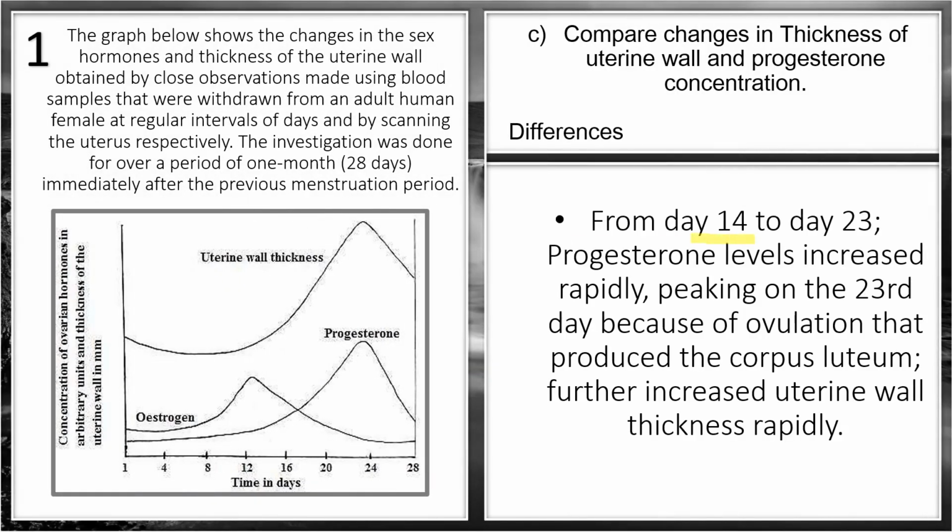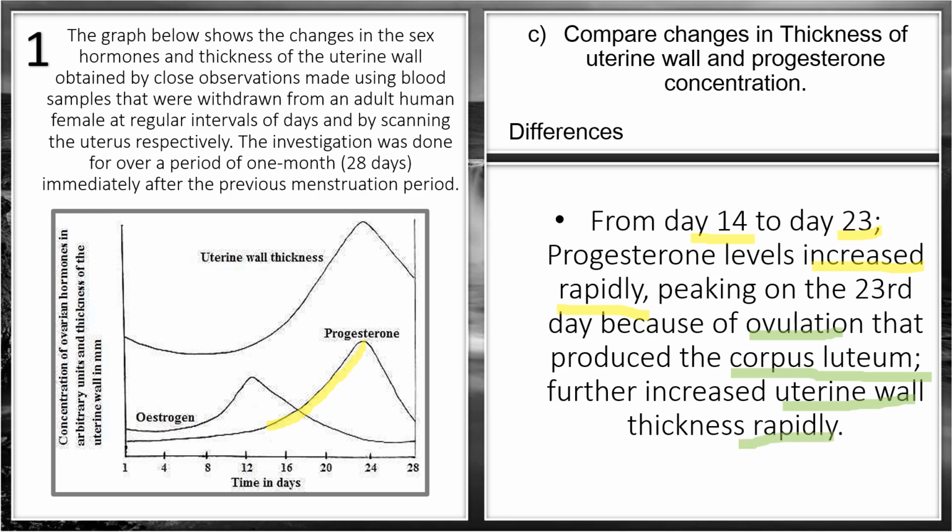Then from day 14 to day 23, we can see that the progesterone level increased rapidly. That is from day 14, around here, up to day 23, the progesterone level increased rapidly, attaining a peak at the 23rd day, because ovulation produced the corpus luteum, which further increased the uterine wall thickness rapidly.